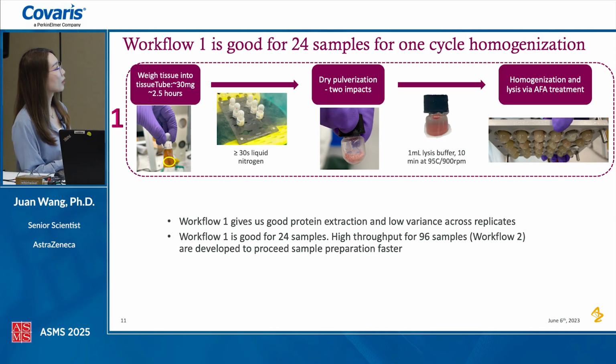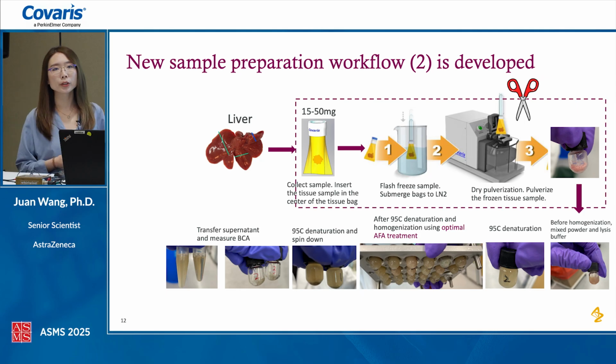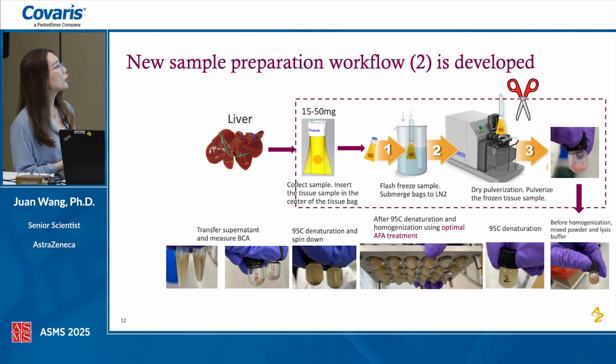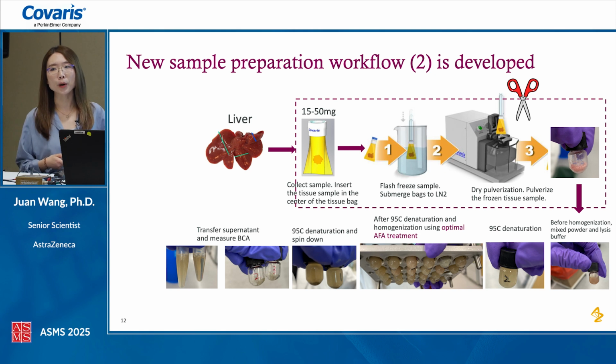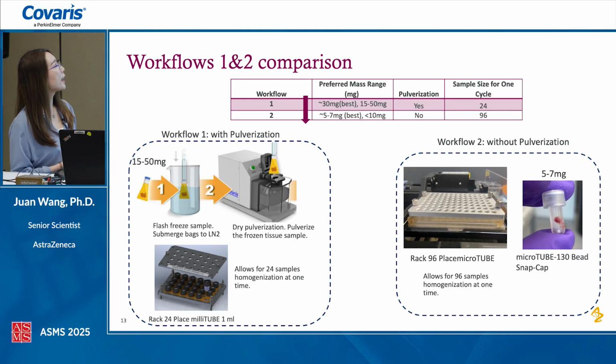So here, workflow 2 is a more high throughput workflow to make sure that we can proceed with sample preparation very fast. We remove the dry pulverization step, so we can skip it to make the preparation very fast. So here I make the comparison.